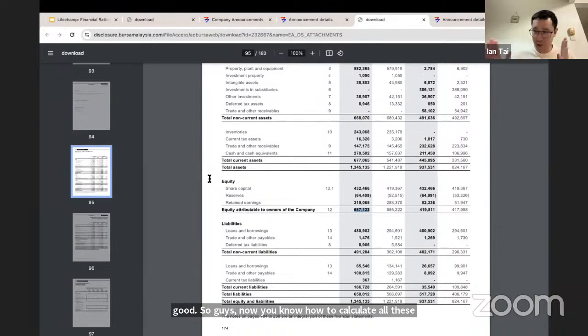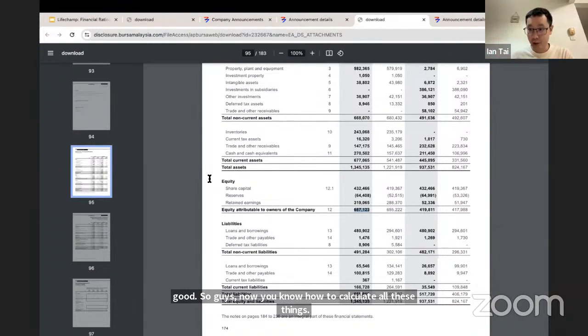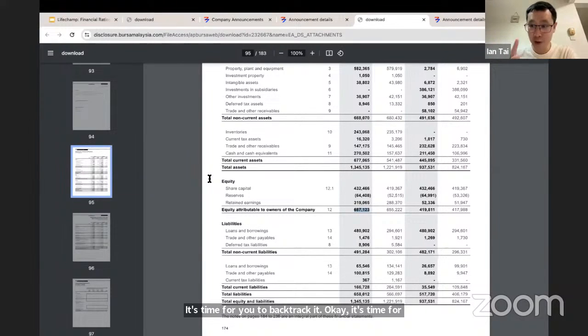It's time for you to backtrack it and see a pattern, because now you only have 1 year. So you backtrack it for 10 years, then only we can see a pattern. From this 10-year figure, after you have collected 10 years of this kind of thing, then you can see, oh, is this company consistent or not? Is this company, despite all that has happened in the market, able to maintain positive, growing, increasing net profit margin or return on equity?